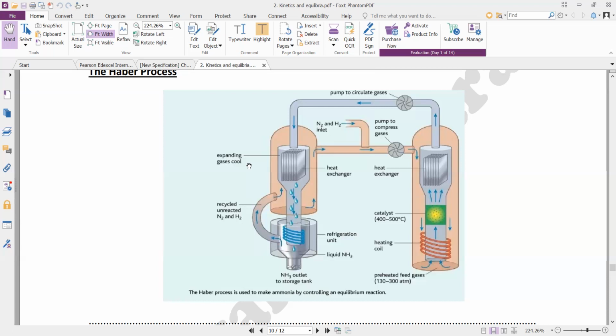Therefore, a compromised pressure of 250 atm is used to balance the yield and the cost. Last point. 250 is used to balance the yield and the cost. So compromise means balance the yield and the cost. They don't have no cost. They got yield, balance.